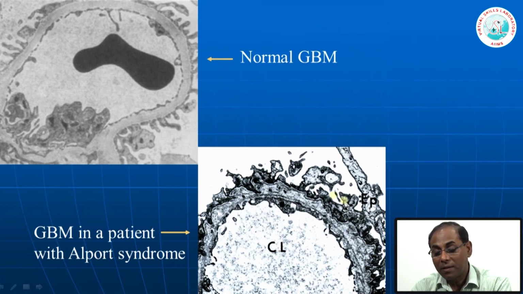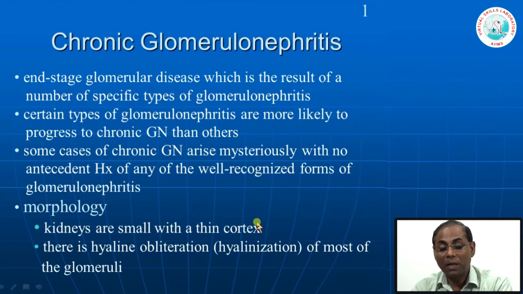And here, the glomerular foot processes are also effaced to some extent, but the more major abnormality is in the glomerular basement membrane. There is no electron dense deposit. So, this is typically what we see in Alport syndrome.